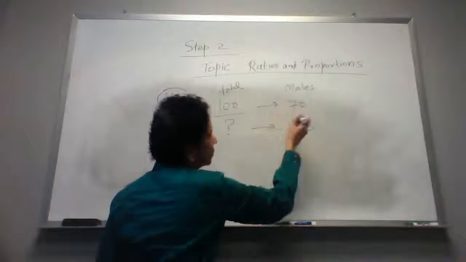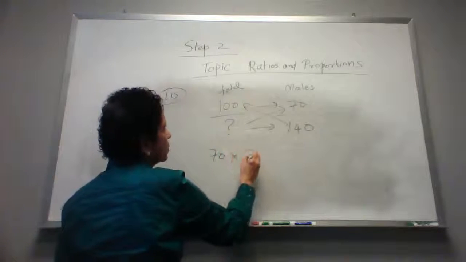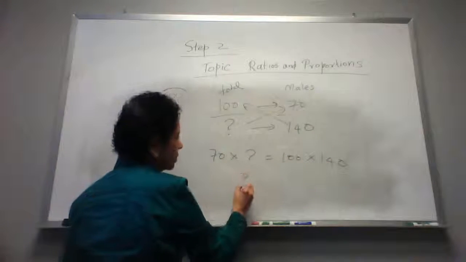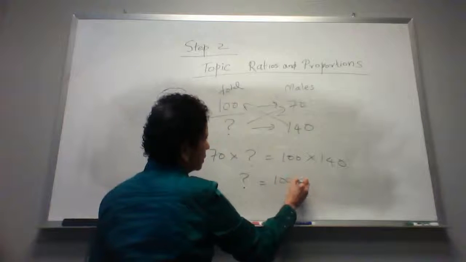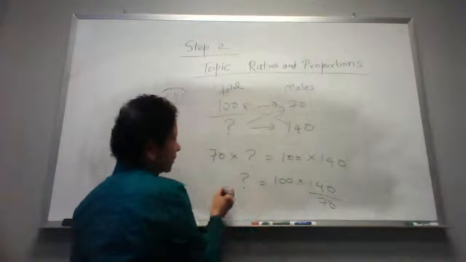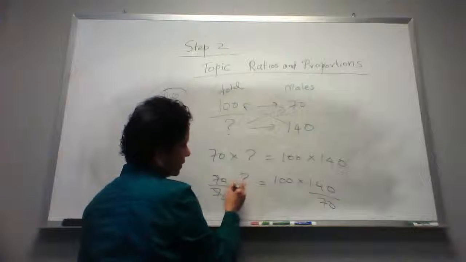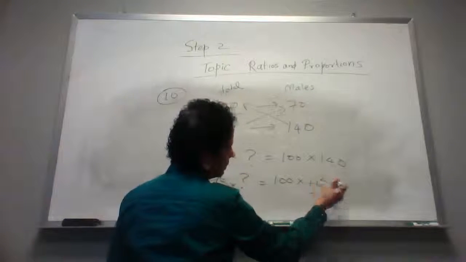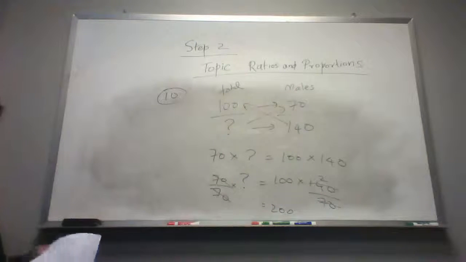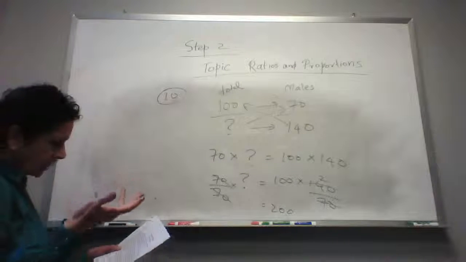Or you can do the same way with cross multiplication. So 70 times the question mark equals 140 times 100. So the question mark equals 140 times 100, and then you divide both sides by 70, right? Here also, the 70 by 70 is gone, and then you have this. So this goes two times, so 200 is the answer, right? Okay, so once you start doing these kinds of problems, they are very, very easy to do.